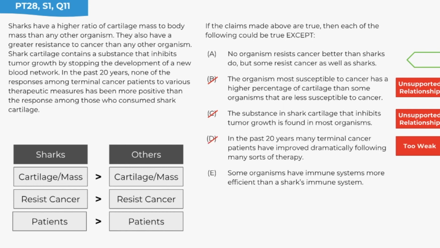E, some organisms have immune systems more efficient than a shark's immune system. Well, immune systems were never discussed here. That's out of scope. Let's get rid of E. And so now we know A is the right answer.